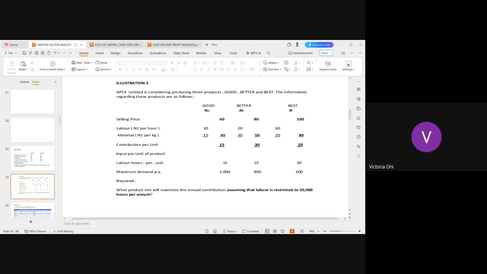It will be 15 times 1,000, which is 15,000 hours. Yes. So to produce 800 units of better, how many hours do you need? 8,000 hours.